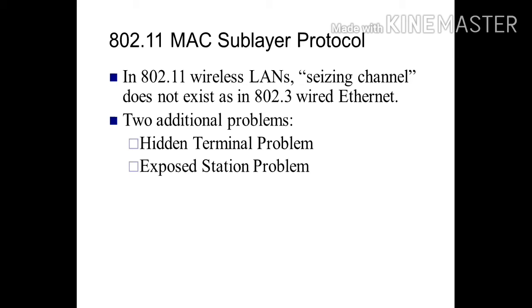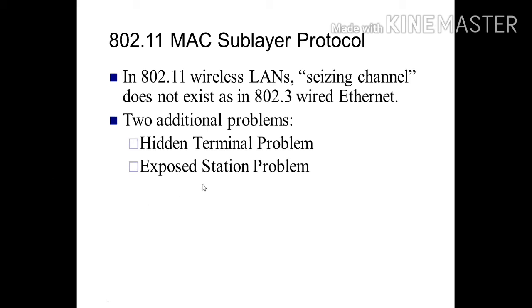So the MAC layer of wireless LAN, that is 802.11, which is the IEEE name for wireless LAN, is different from wired LAN. Why is it different? Because in wired LAN, there is a cable which can detect if there is a collision, whereas in wireless LAN, there is no guided medium, and that's why there is difficulty to detect a collision. In this case, collision can be avoided but cannot be detected.